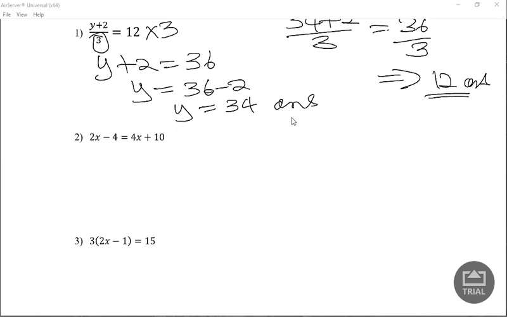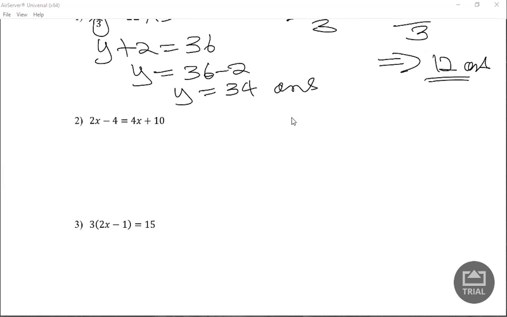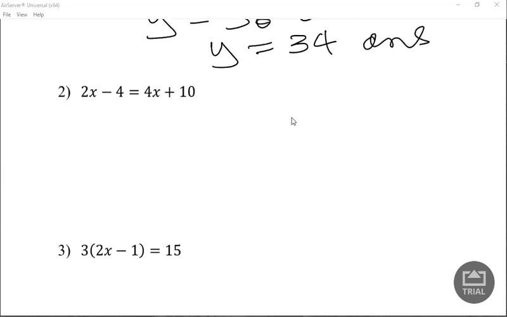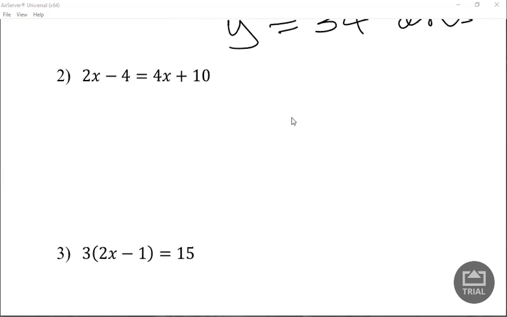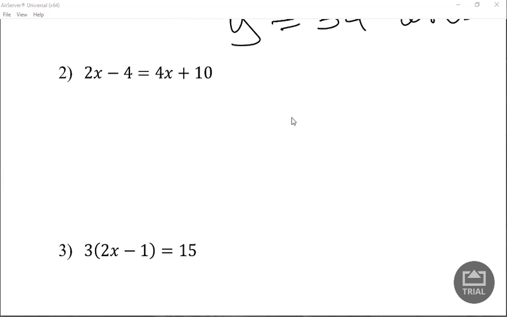This one is a little bit different. This one says 2x minus 4 is equal to 4x plus 10. So we have an equal sign right here. So what we have to do is to group the like terms. So we're going to bring all the x terms, this 2x right here and this 4x, we have to bring them together.